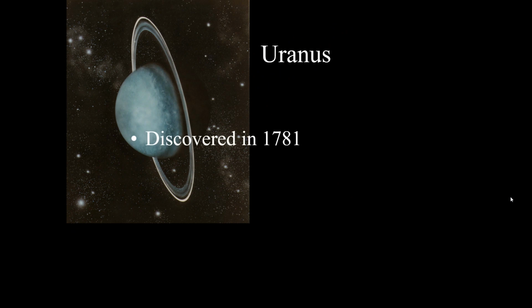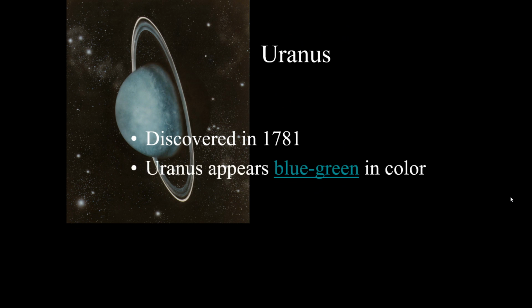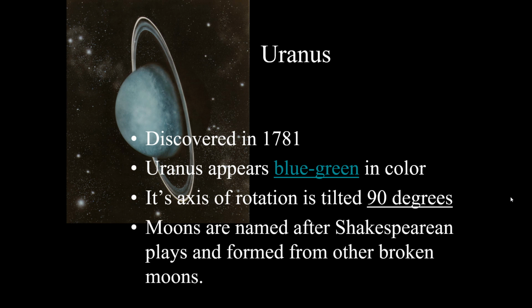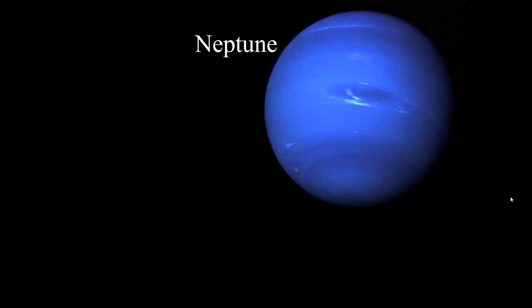Uranus, discovered in 1781. Uranus appears blue and green in color, or maybe you might say it's aqua. Its axis of rotation is tilted 90 degrees. Moons are named after Shakespearean plays.